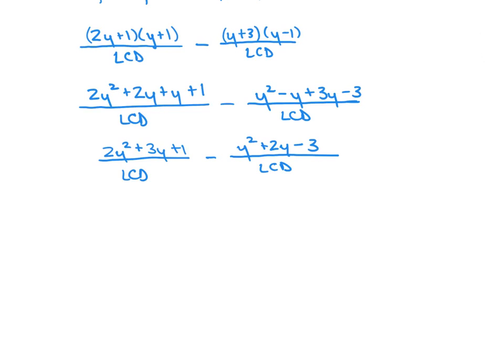Okay, so now what I'm going to do is note that here we are subtracting. I want to go ahead and make sure that when I combine this, I distribute this to all of my terms. So when we combine, we get, I'm going to rewrite the first one, 2y squared plus 3y plus 1. And now I want to distribute my negative. So I get minus y squared minus 2y and minus negative 3 becomes plus 3.